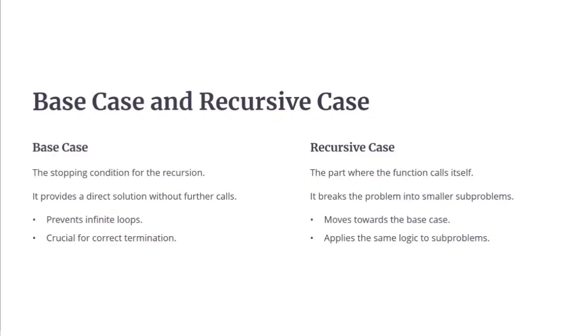Base case and recursive case. What is the base case? The base case is the condition under which the recursion stops. It prevents infinite recursion by not calling the function again. The purpose of the base case is that it acts as the exit or stopping condition, and it tells the function, stop, I can solve this directly.